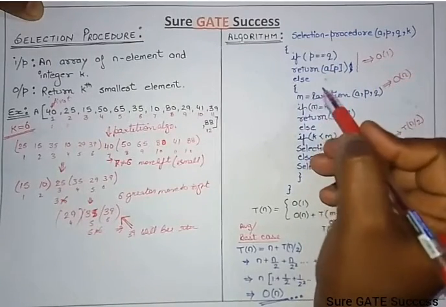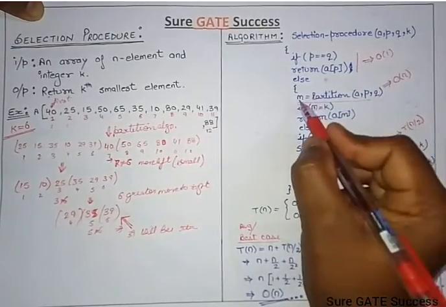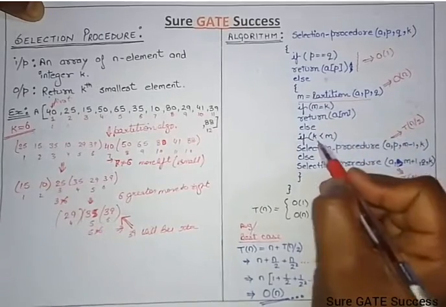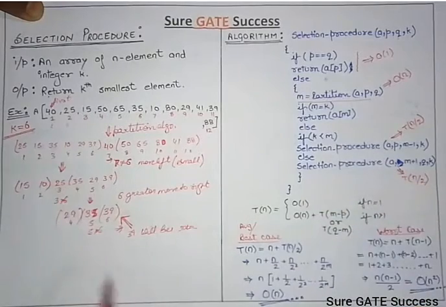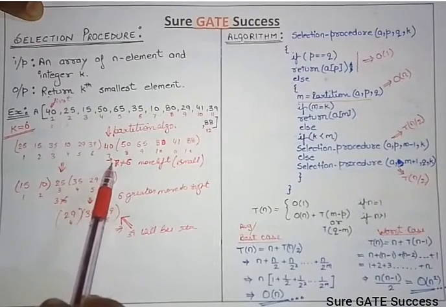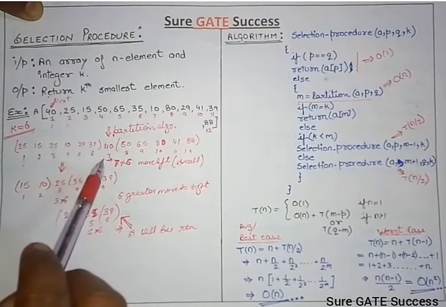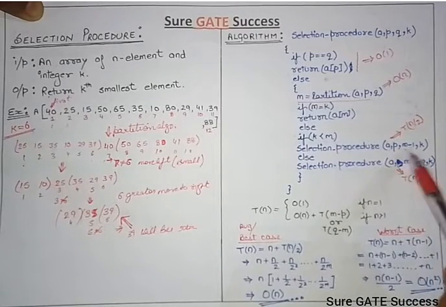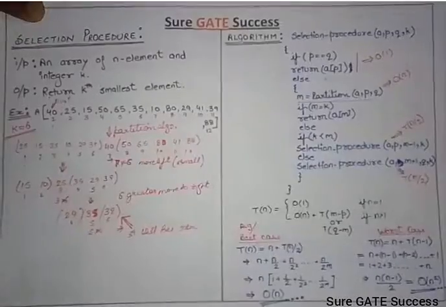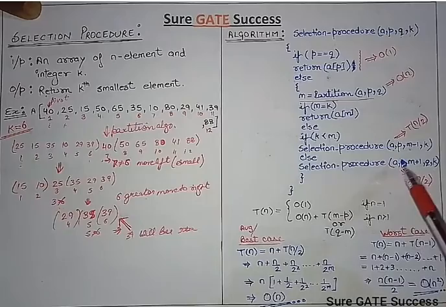Otherwise, if there are more than one element, we first apply the partition algorithm and find the mid element. If the mid element is equal to k, simply return the value. If the mid element is greater, like here, that means we have to move to the smaller side, from the start to mid minus 1, to search for the kth element. Otherwise we move from mid plus 1 to the last address.